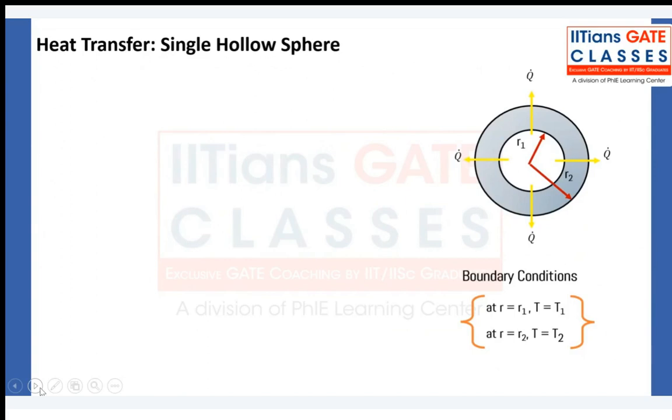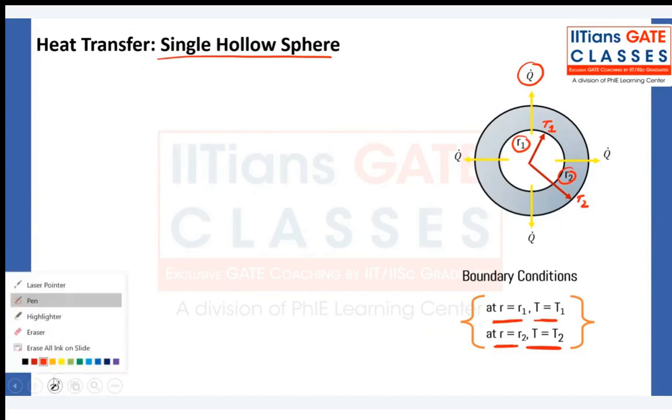Now let us go to the single hollow sphere, the same concept that we applied for a cylinder. The heat transfer is again in the radial direction. Inside radius is R1, temperature here is T1, and outside radius is R2, temperature here is T2. So what is the boundary condition? At R equals R1, T equals T1, and at R equals R2, T equals T2. Now for analysis, let me take a small dr here.